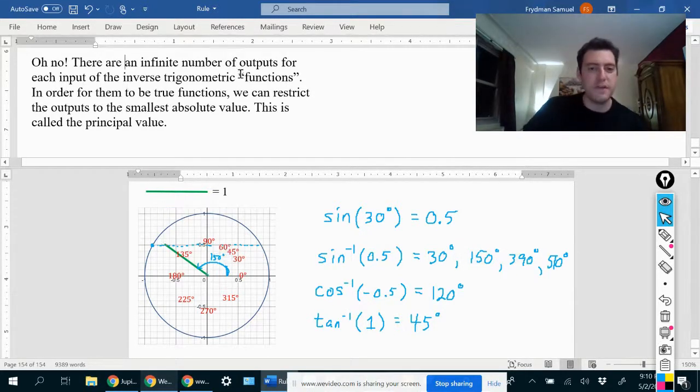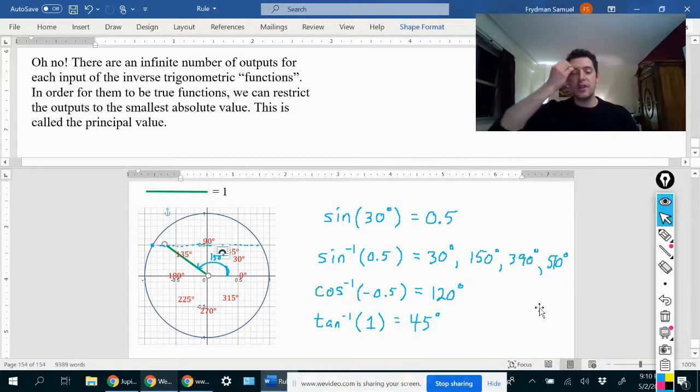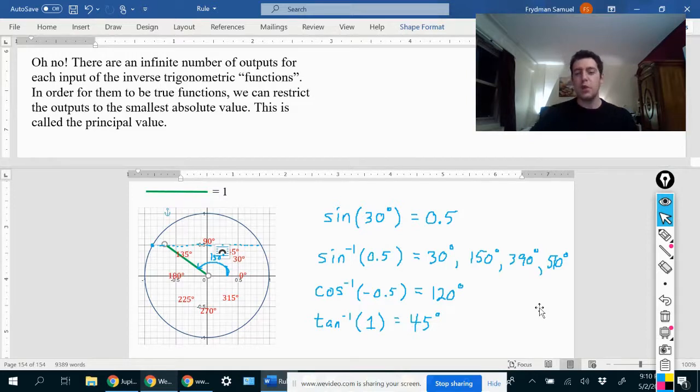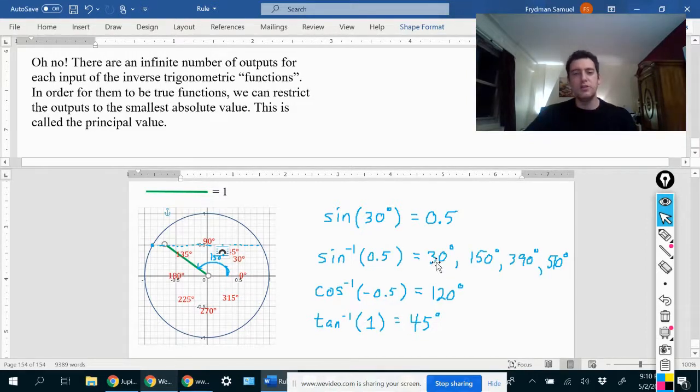And that's why I put function here in quotes almost sarcastically, because what's the definition of a function? Something that for each input only has one output. We don't want an infinite number of outputs. 2 outputs is bad enough. What we have here is an infinite number of outputs, right? An infinite number of angle measures that give us an answer of 0.5.